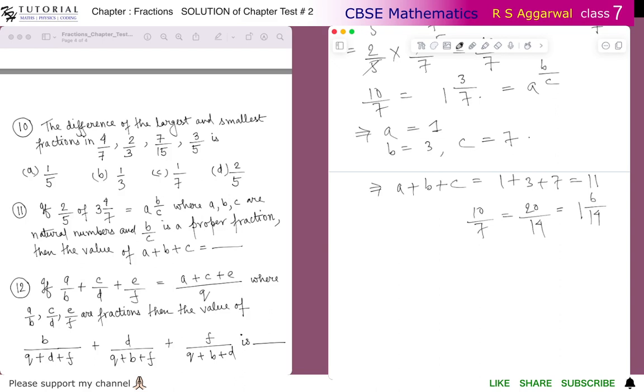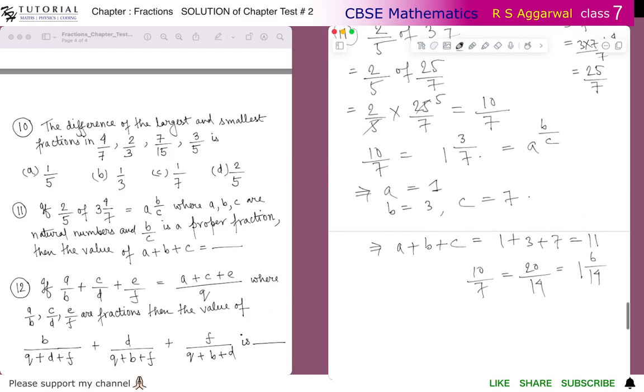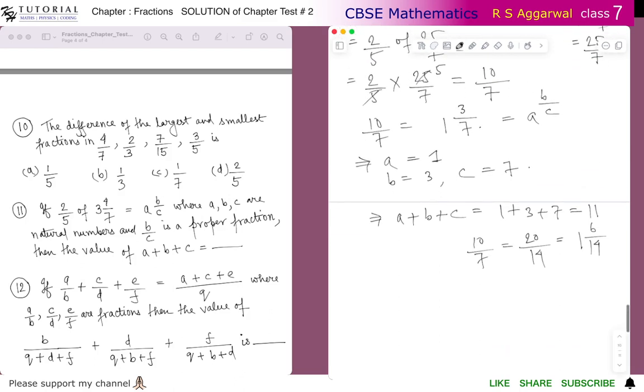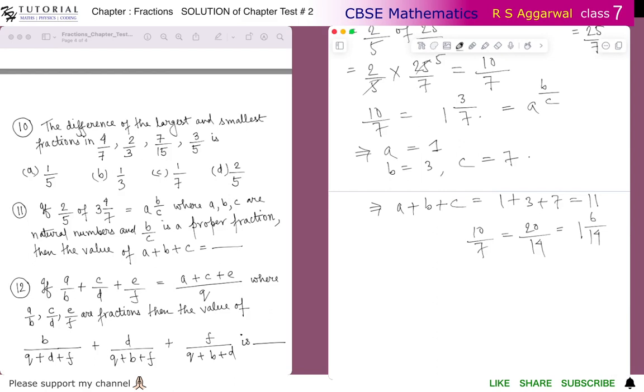But I think this question was framed by me over here, and the question is a little wrong. Instead of saying that b by c is a proper fraction, it should have been written that b by c is an irreducible fraction. You cannot further reduce b by c to a lower-terms fraction. So b by c should be an irreducible fraction. In that case, a upon b by c has to be 1 upon 3 by 7. But in the question, it is given that b by c is a proper fraction.